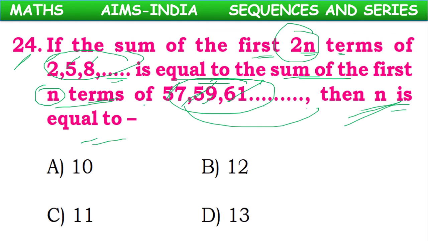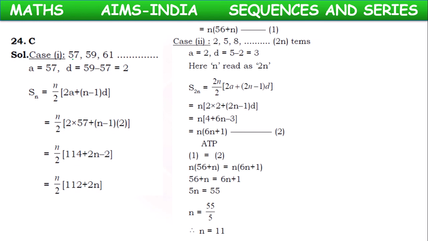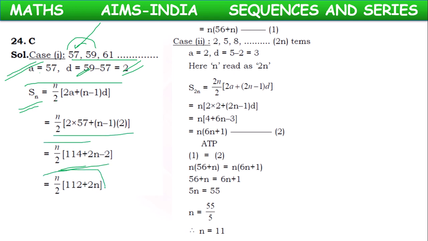So here this is n times, this is 2n times. So let's take this series first. In this series, a value is 57, d value is t2 minus t1, which is equal to 2. And Sn formula, sum of n terms, n by 2 into 2a plus n minus 1 into d. If we substitute the values, it is equal to n by 2 into 112 plus 2n. Or if we divide with 2, n into 56 plus n.